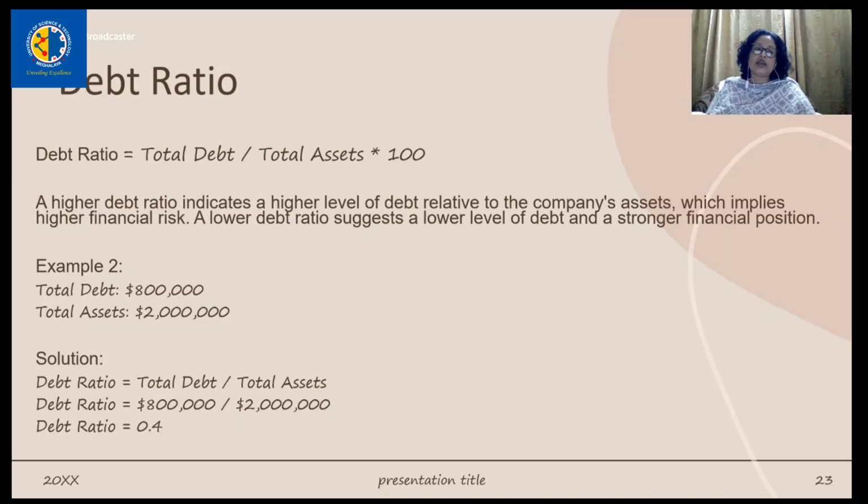Total debt again given 8 lakh, total asset 20 lakh. So, debt ratio, total debt is 8 lakh by total asset it is 20 lakh. So, debt ratio is 0.4.